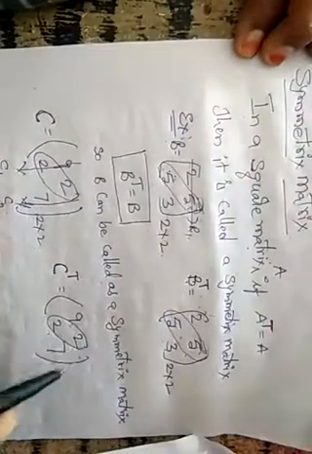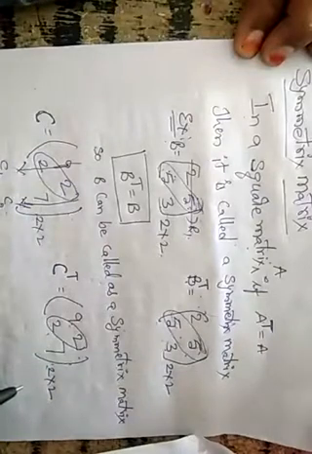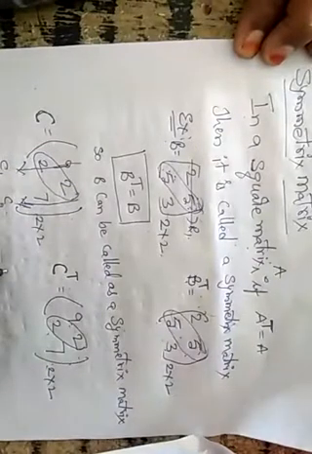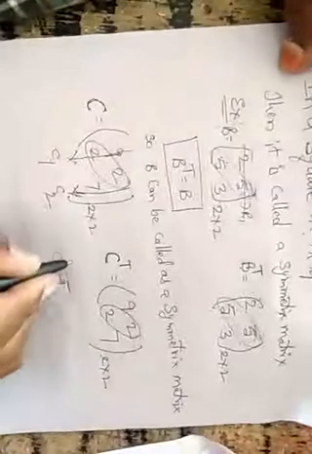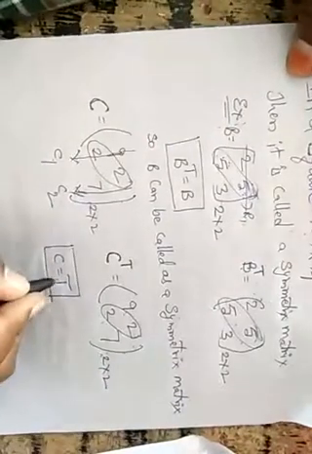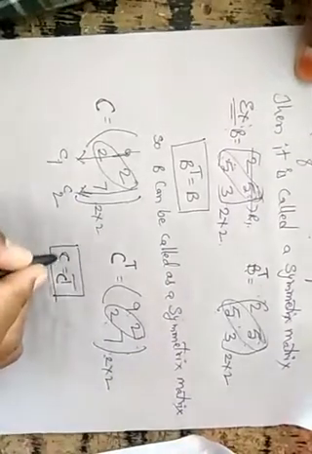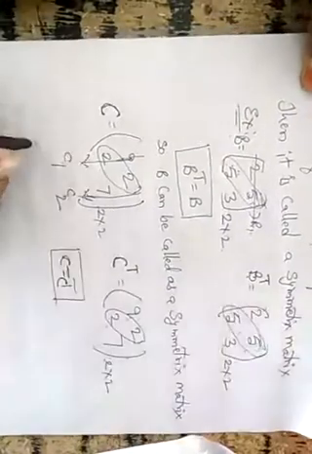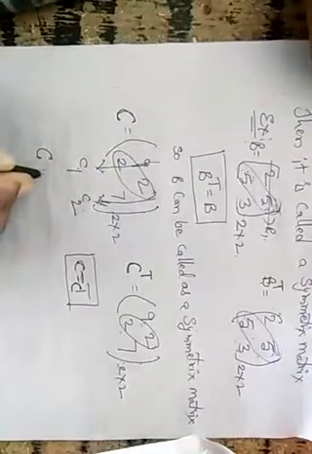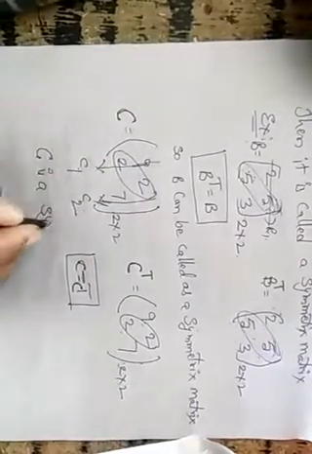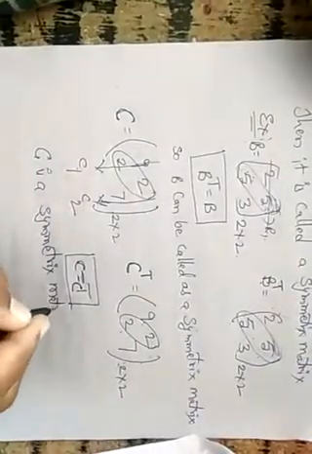The corner elements are the same. Again its order is the same, 2 by 2 matrix. So C is equal to C transpose. Therefore, I can say that C is a symmetric matrix.